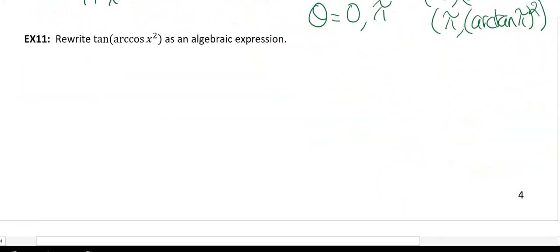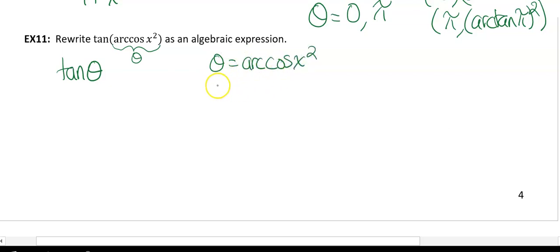Okay, last problem. Rewrite tan of arc cosine x squared as an algebraic expression. Anytime you take the tan of something, you're always taking the tan of an angle. Inverse tan, you take the tan of a ratio. So what really is going on here is this. We want to find tan of theta. So let's look at theta equals the arc cos of x squared. That actually means theta equals inverse cos of x squared, which means cosine theta equals x squared.